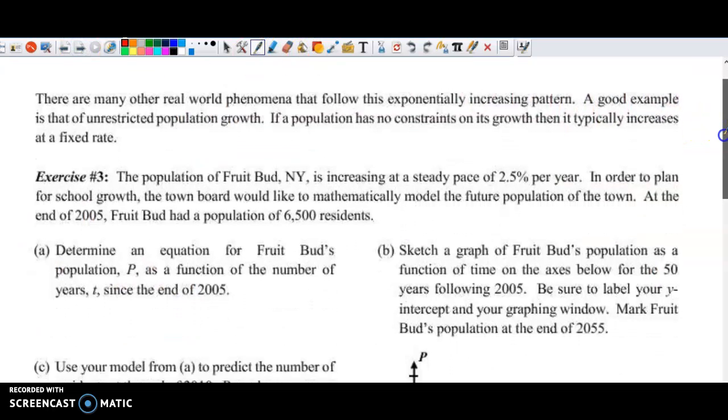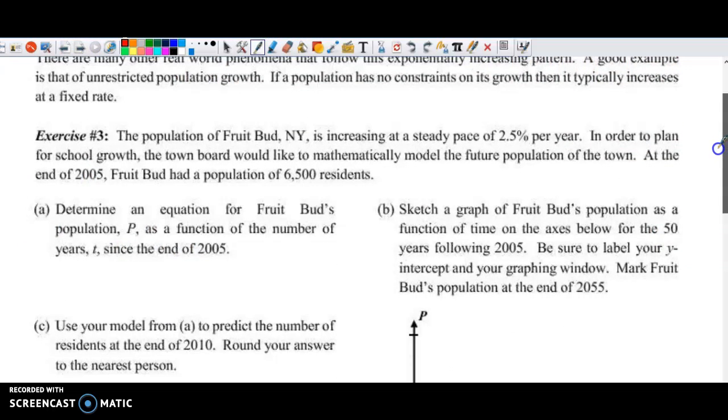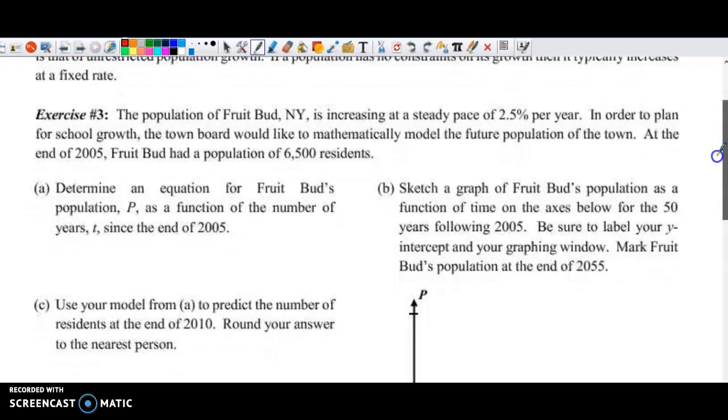And what we have going on is more of the same thing. And we see how they talk about increasing. So we have Fruit Bud, New York, increasing at a pace of 2.5% per year. And then they want to figure out the future population. And in 2005, it had a population of 6,500 residents.